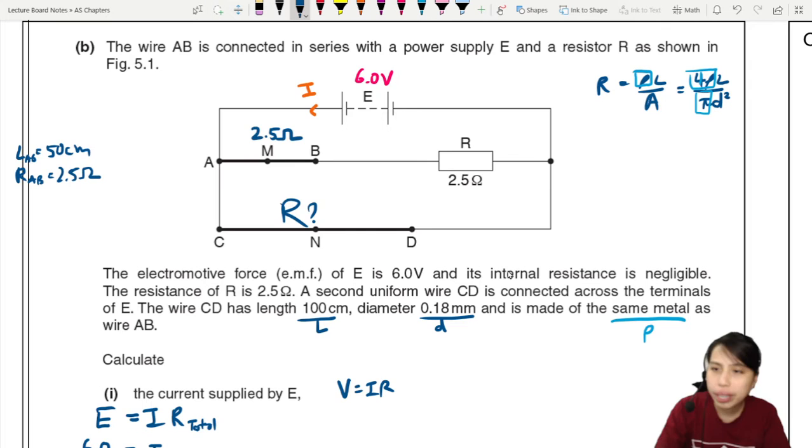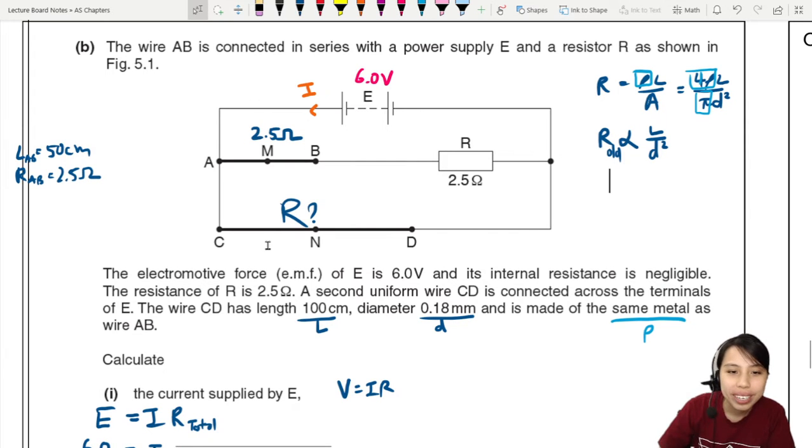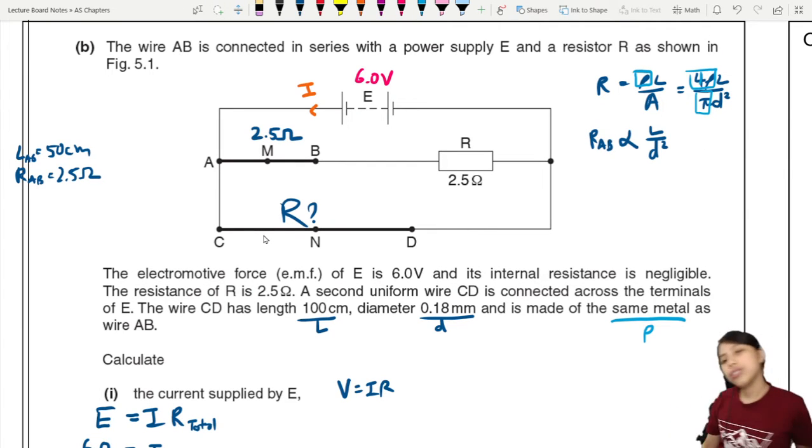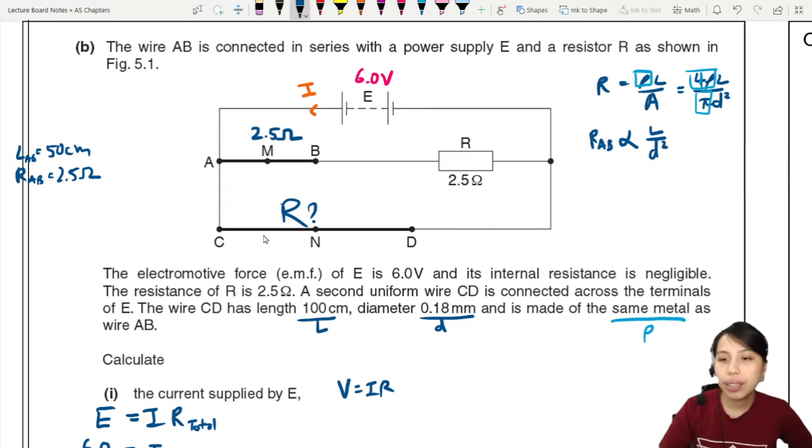So I guess we could do a calculation or we could do a ratio. I think I'm going to go with a ratio. R is proportional to L over D squared. This is the old R, which is 2.5 ohms. Not old R, RAB. So this new RCD, let's sub in the values.